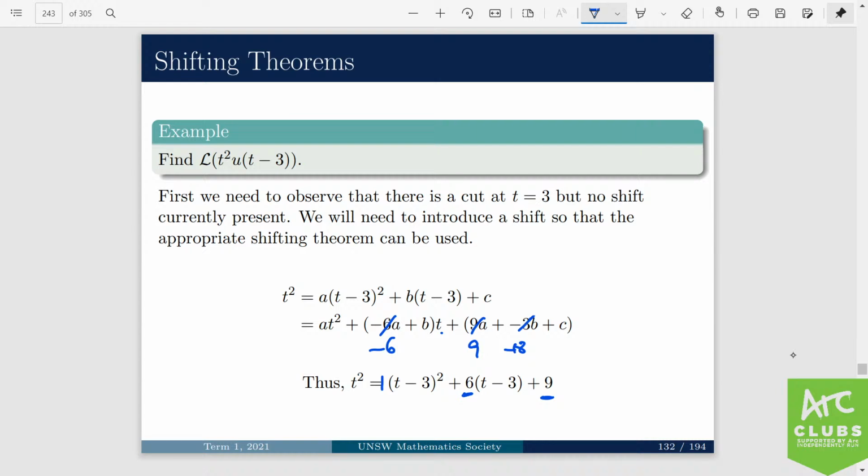So now, again, like I said a couple of times, t squared is now in a form that works for our purposes here, because we've got the cut and the shift.